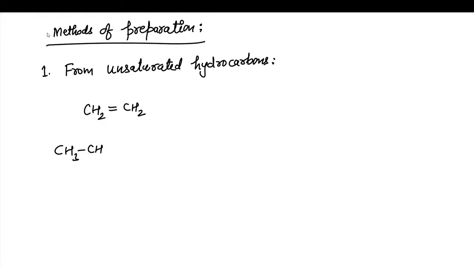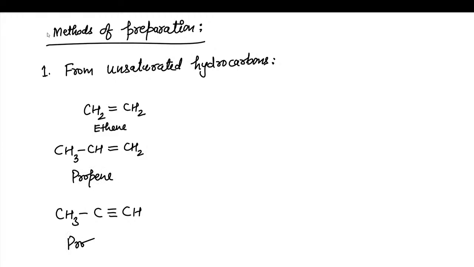Ethene, propene, or even propyne, or even ethyne. So when ethene, propene, and propyne are treated with hydrogen, in an alkyne we need 2 moles. This is called catalytic hydrogenation.